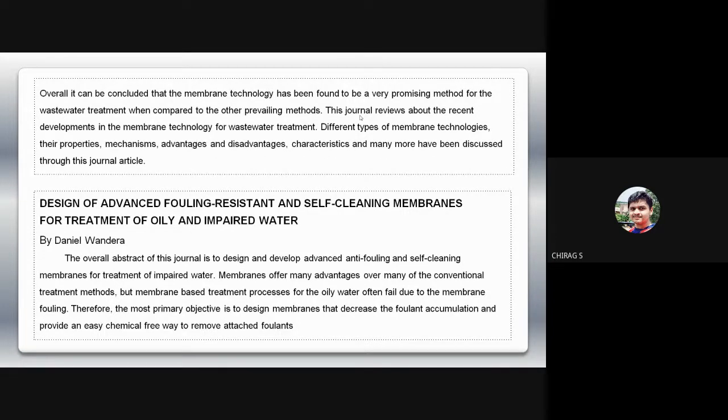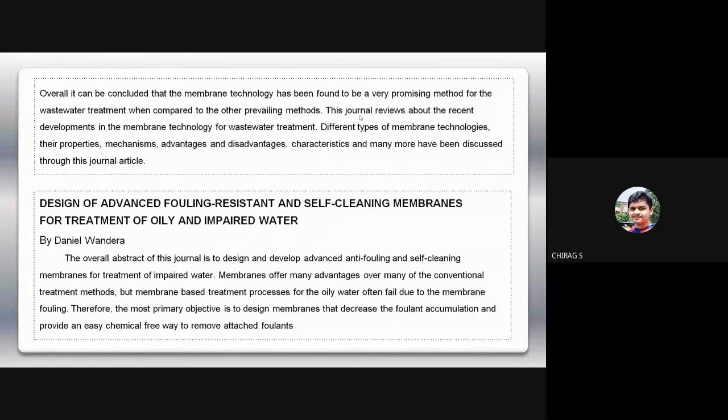Overall, through this journal, it can be concluded that the membrane technology has been found to be a very promising method for the wastewater treatment when compared to all other prevailing conventional methods. This journal reviews the recent developments in the membrane technology for the wastewater treatment. Different types of membrane technologies, their properties, mechanisms, advantages, disadvantages, characteristics, and many more other features have been discussed through this journal.